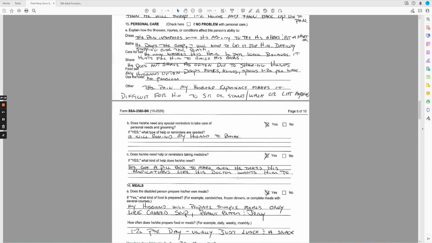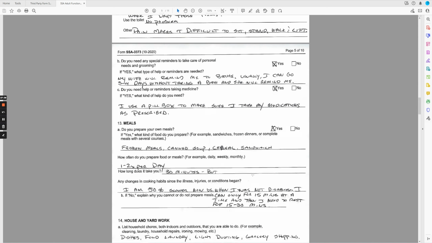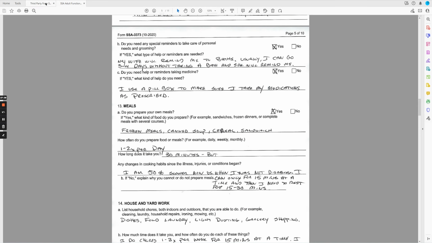And then does he or she need help or reminders taking medication? Yes. Here we got a pill box to make sure he takes his medication like his doctors want him to. And again, as you can see over here, exactly the same. Do you need any help or reminders taking medication? Yes. I use the pill box to make sure I take my medications as prescribed. Okay. So as you can see, every question is the same, and it goes without saying, be consistent.